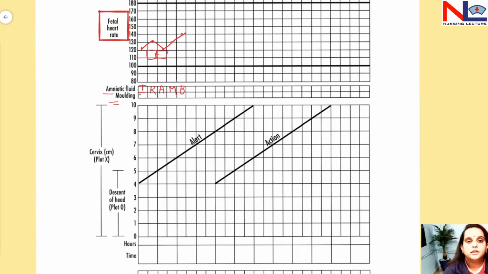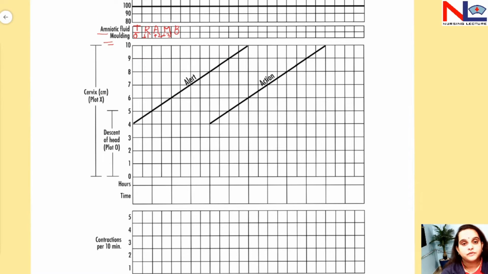So what you can write here: 0 if there is no overlapping and you can feel the suture; +1 if the bones come closer but are not overlapping; +2 if the suture completely disappears and the bones overlap each other; and +3 if the bones are so overlapping that, after per vaginal examination and compression, the bones are not separable. So this is how molding could be written.